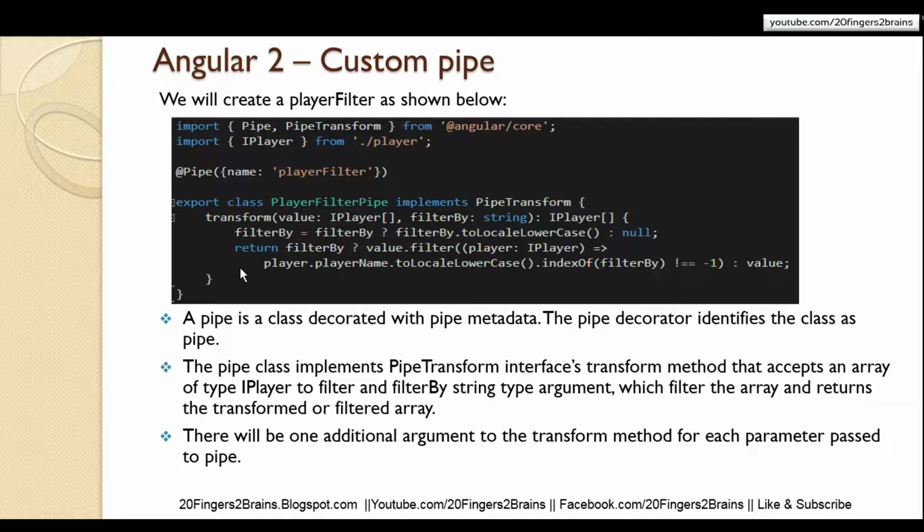So this means that the transform function has the first parameter as a collection, that will be the input. The second parameter is the filter by criteria. So this criteria will be used to filter the input, and then we are going to return the output from this function. And notice that the input type is the IPlayer interface, which we created in the interface video. So basically we are using strong typing. There will be one additional argument to the transform method for each parameter passed to the pipe. So basically if you want to pass another parameter to the pipe or to the transform function, you have to include one other argument.